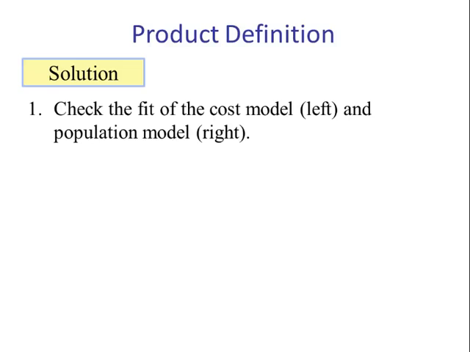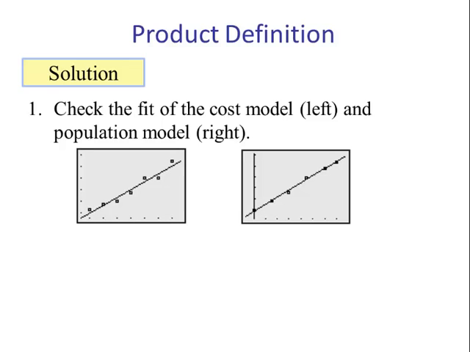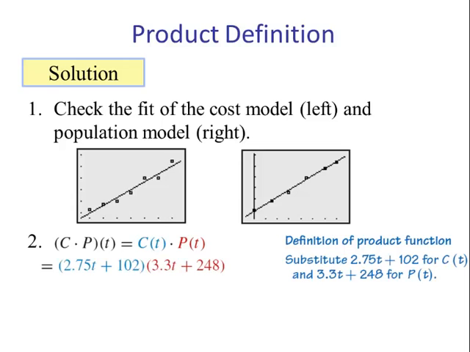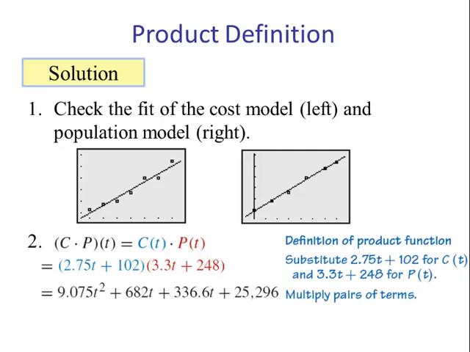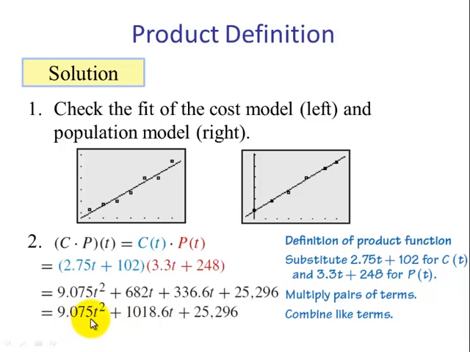Check the fit of the cost model and the population model. So this is the cost model. This is the population model, and both these lines fit the data well. Number 2, C times P of t is the cost function times the population function. So we have this binomial times this binomial. We're going to FOIL. So by the FOIL method, we have this 4-term polynomial. Combine like terms, and we have our new function.